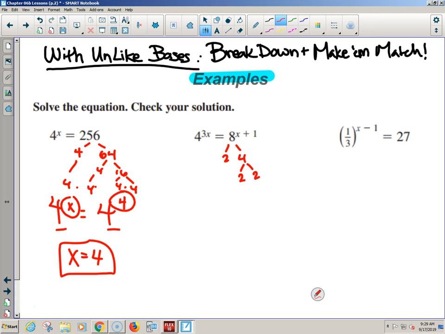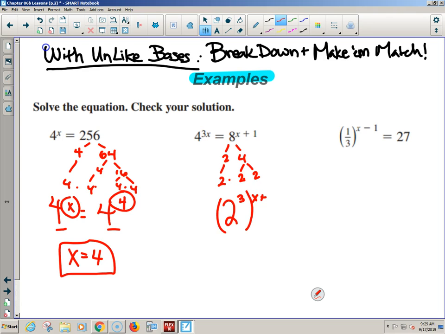Maybe I'm not supposed to go to 4. Maybe I'm supposed to go to 2s, because I can't make 8 from a power of 4. 4 to the 1 is 4, 4 to the 2 is 16. 8's just 2 times 4, but I can break 8 down to be 2 to the power of what? 3. Okay, so what if I make 8 2 to the power of 3?